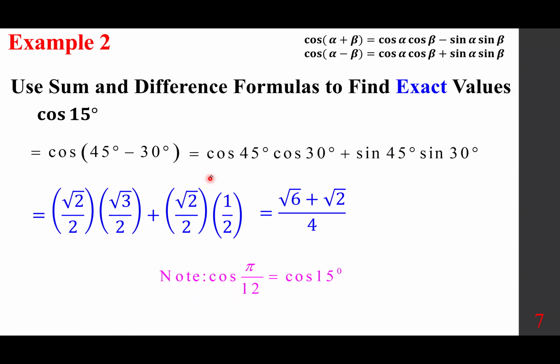By the way, I just want you to notice cosine of pi over 12 is cosine of 15 degrees, meaning pi over 12 and 15 degrees are the same. So it's one of those common angles, because in essence you have 45 and 30, the information about it. So it's a good idea to be able to take care of the business this way.